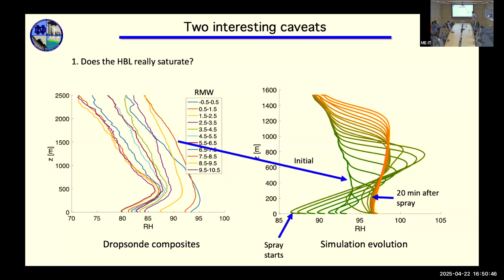And you have to ask the question, is this even realistic? Because if you take dropsondes and plot relative humidity versus height over different radii, like locations of the storm, you don't get a profile that looks like this. In reality, the storm is not saturating it. I think that just means we're missing physics, because a lot of the moisture would be going into the eyewall and then up the eyewall, and with this little patch, we don't have the means to do that.